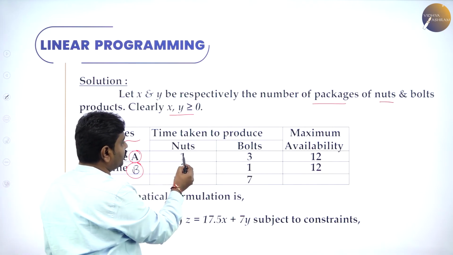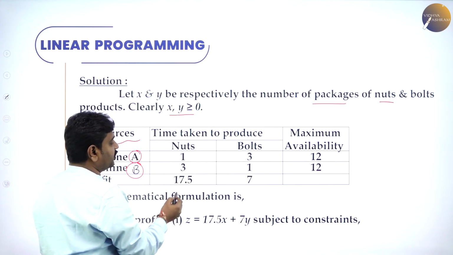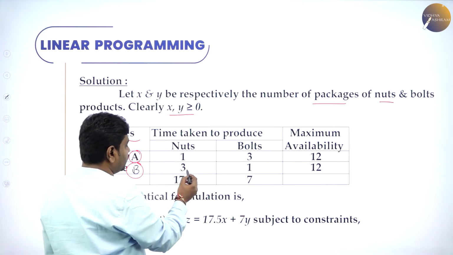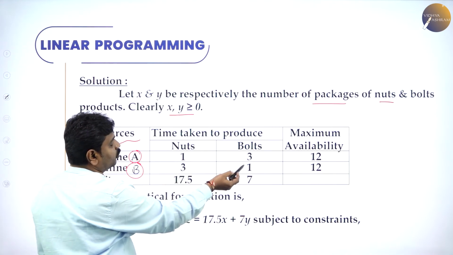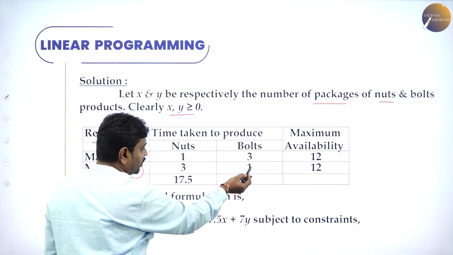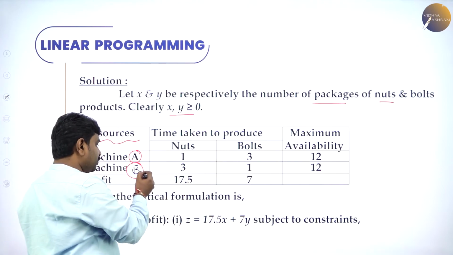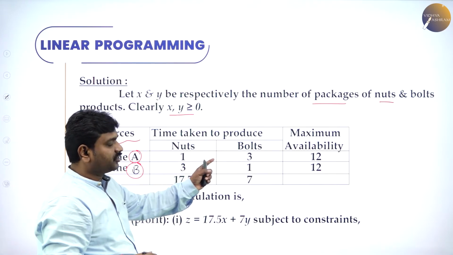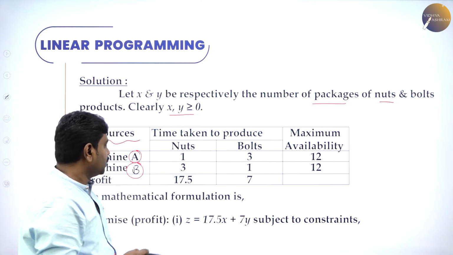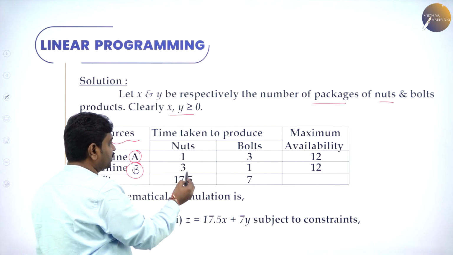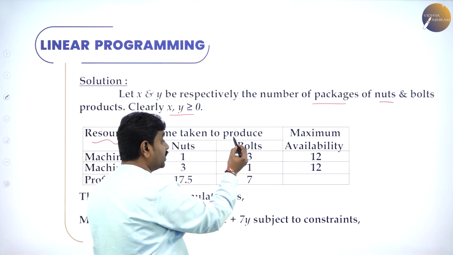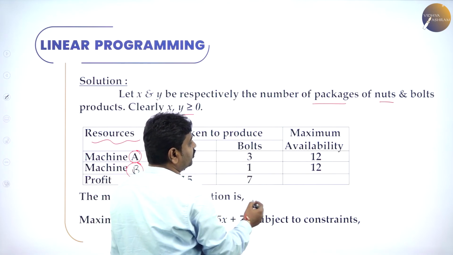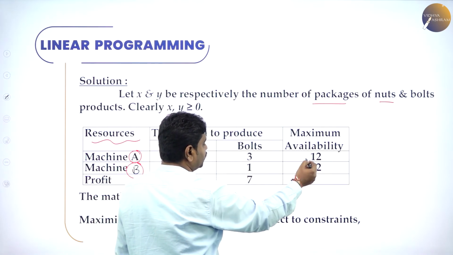To produce nuts, we need 1 hour of machine A time and 3 hours of machine B time. And to produce bolts, 3 hours of machine A time and 1 hour of machine B time. This table is filled by reading the problem. And they told us the profit for one package of nuts is 17.5 rupees, and the profit for one package of bolts is 7 rupees. The total availability they mentioned is 12 hours.